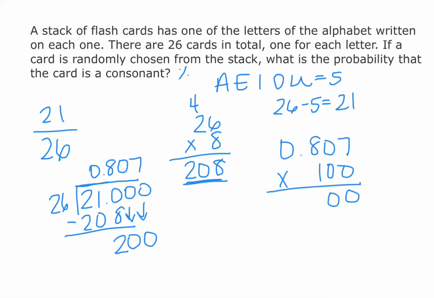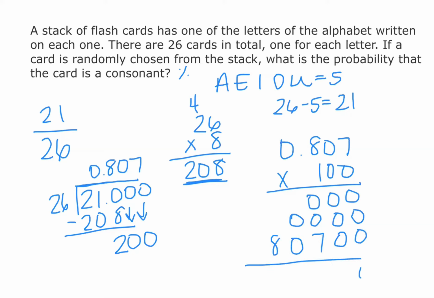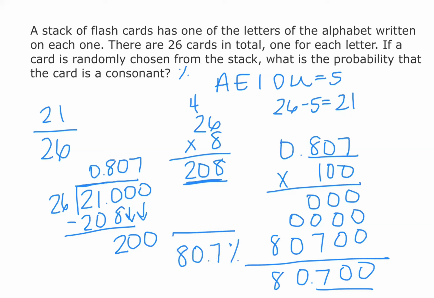I get 0, 0, 0. Placeholder 0, 0, 0, 0. 2 placeholder zeros, and now I multiply by 1. 1 times 7, 1 times 0, 1 times 8. 1, 2, 7, 0, 8. There are 3 numbers behind the decimal point in my question, which means there are 3 numbers behind the decimal point in my answer, and my answer is approximately 80.7%. Okay, any questions?